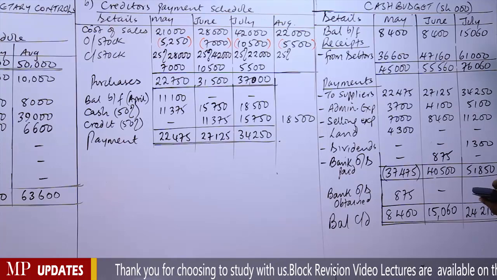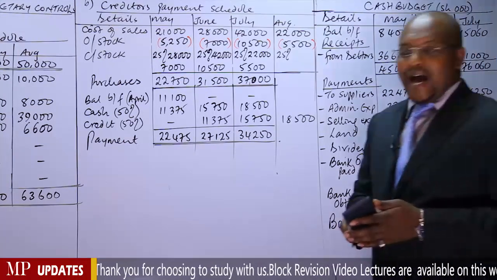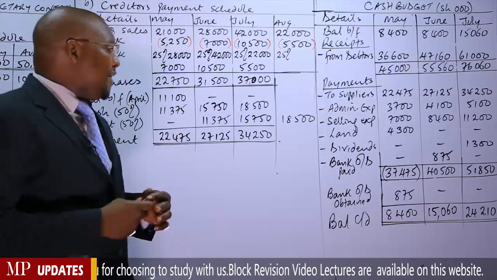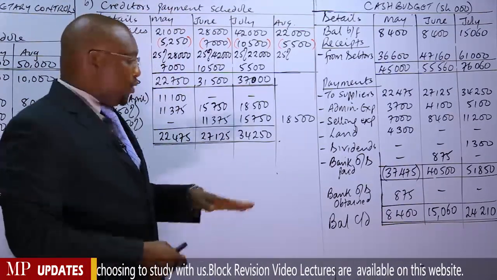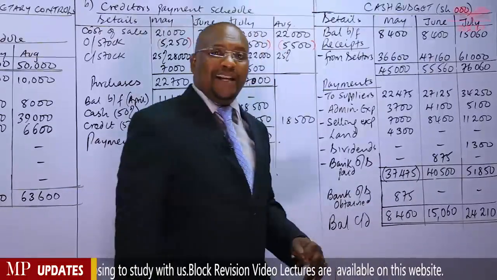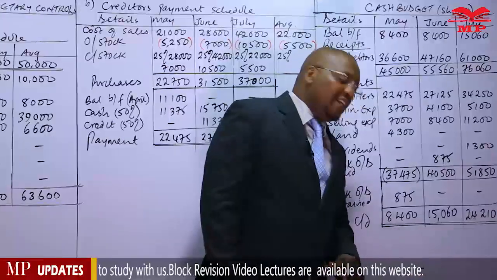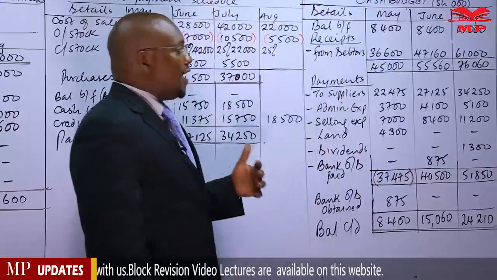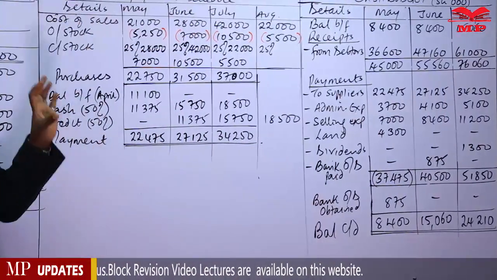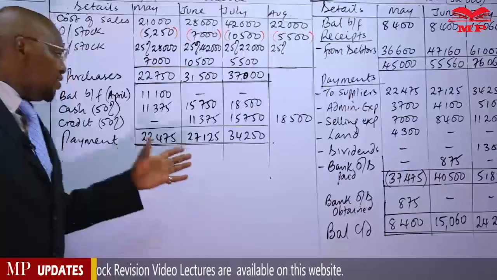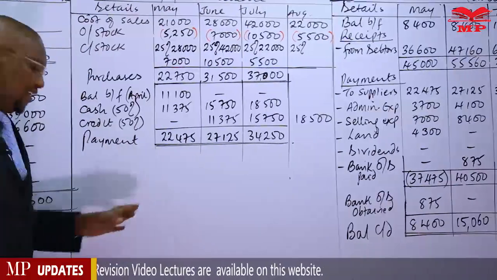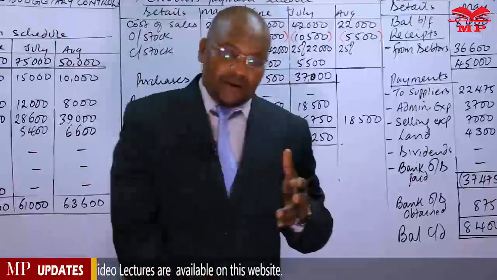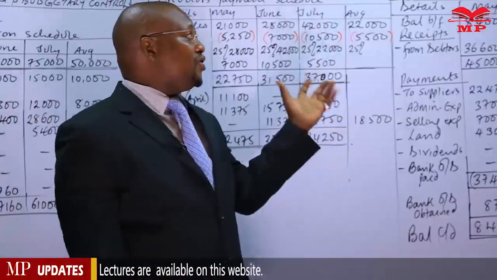So that tells you that we have been able to project the cash status we'll be having in each of the months. We should be closing with 8.4 million, then 15 million, and 24 million at the end of the month of July. That is our projection, which is actually driven by these payments and these receipts. That's what we call the debtors collection schedule, the creditors payment schedule, and the cash budget.